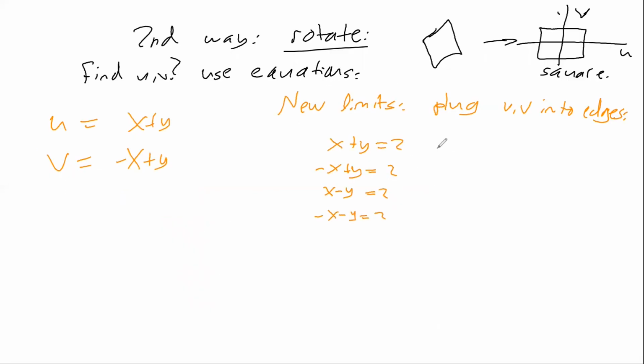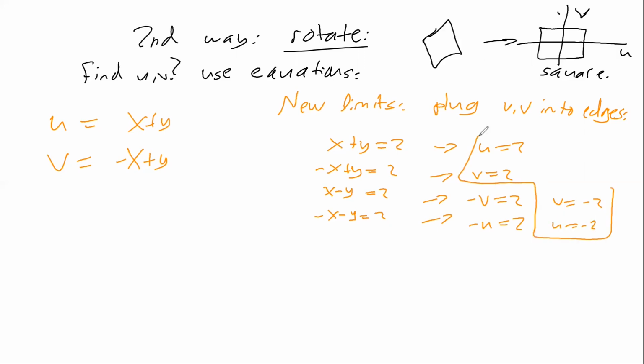So if we plug in u and v, we just get u equals 2. We get v equals 2. We get, let's see, negative v equals 2. And we finally get negative u equals 2. So this is, of course, just v equals -2, u equals -2. So these are our integration limits that we'll use.